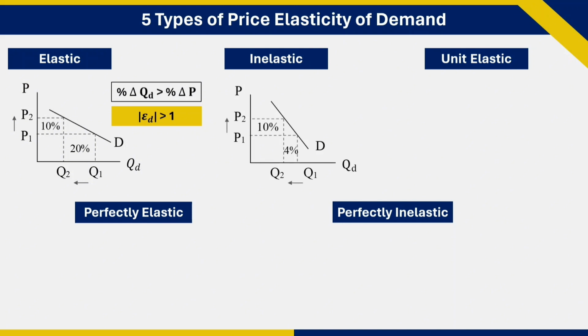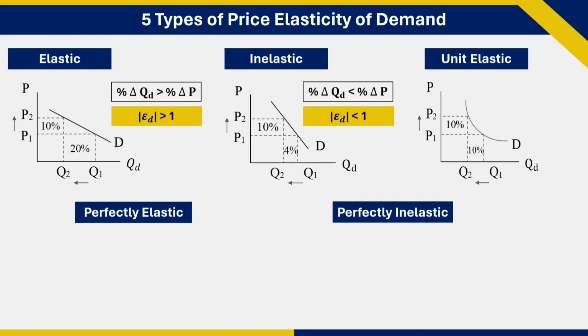In the second curve, we see a 10% increase in price makes a 4% reduction in quantity demanded. That means when the percentage change in quantity demanded is less than the percentage change in price, the demand is called inelastic. And the coefficient is less than 1 because the change in quantity demanded is lower than the change in price. The steeper the curve is, the more inelastic the demand will be.